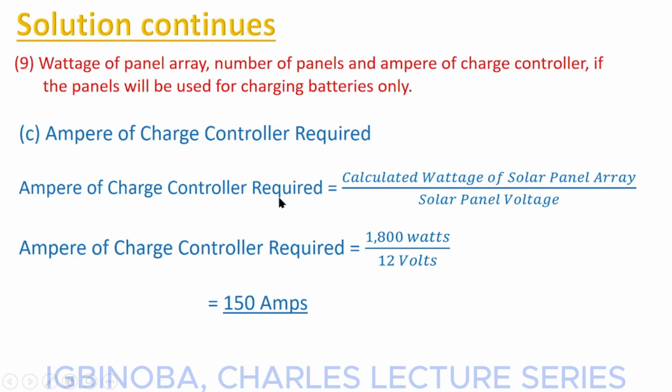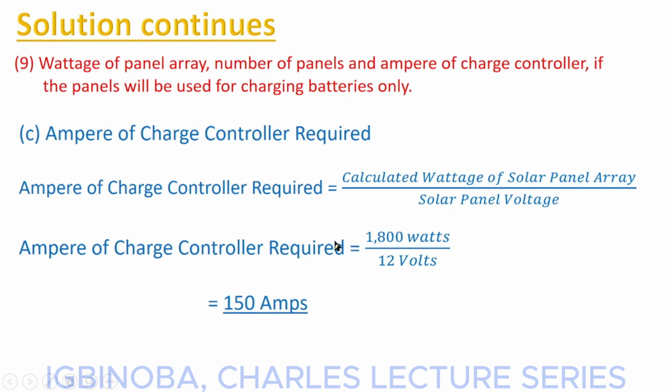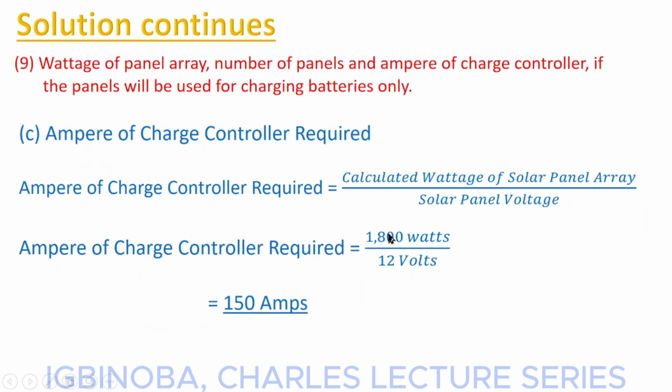And the ampere of the charge controller required, which is the next question, is simply the calculated wattage of the solar panel array divided by the solar panel voltage. So what we calculated here, 1800 watts for the solar panel array, we just divide by the panel voltage from the question, which is 12 volts. Then we have the ampere of the charge controller as 150 amps.